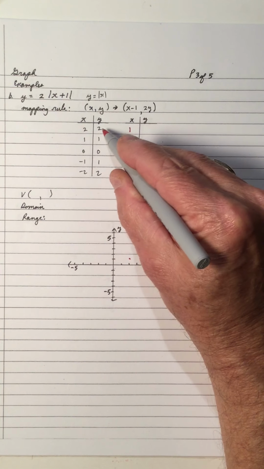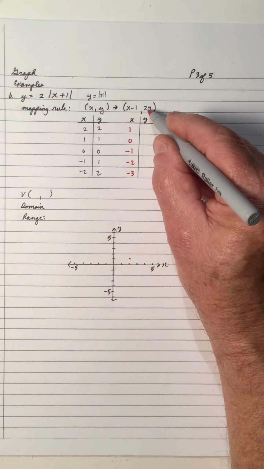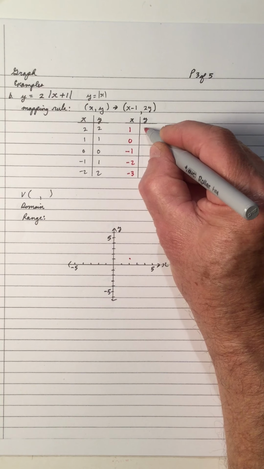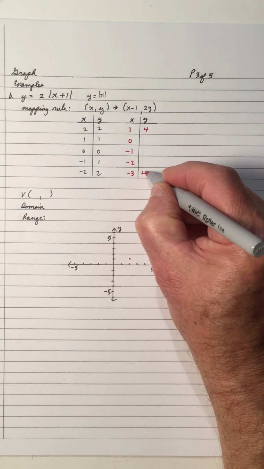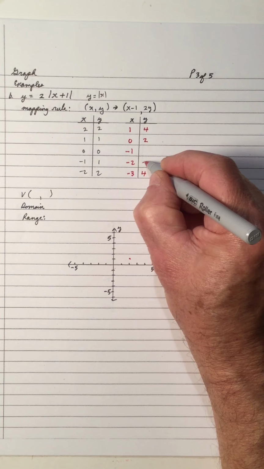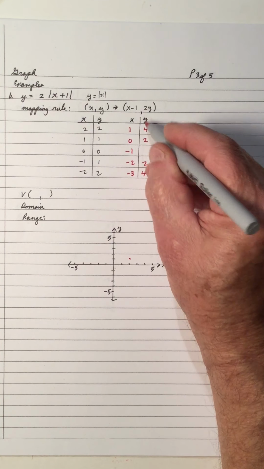Now we're going to put all these values in the place of 2y. So 2 goes in the place of y. 2 times 2 is 4. So that's a 4. Put a 1 in. 2 times 1 is 2. Put a 1 in, we get a 2. Put a 0 in. 2 times 0 is 0.